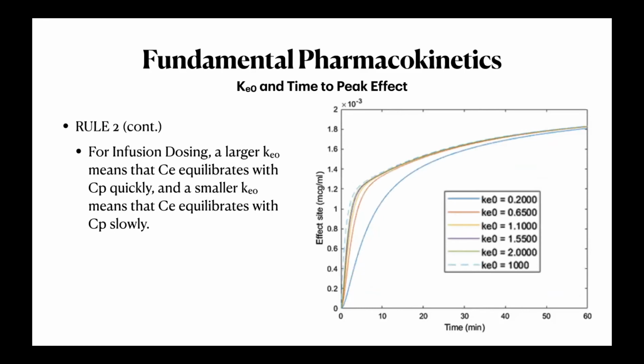Now, for an infusion dose, a larger KO means that the effect site concentration equilibrates with the plasma quickly, and a smaller KO means that the effect site equilibrates with the plasma concentration slowly. So again, with this example here, you've got the larger KO, which is reaching equilibration with the plasma a lot quicker than something with a smaller KO, this one here, which is taking a lot longer to equilibrate with the plasma concentration.